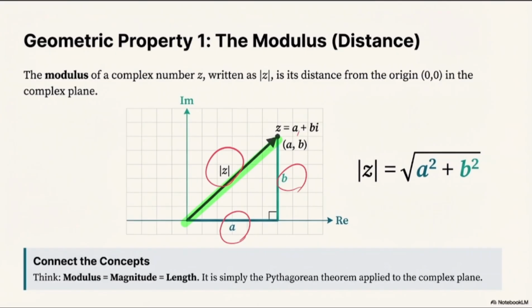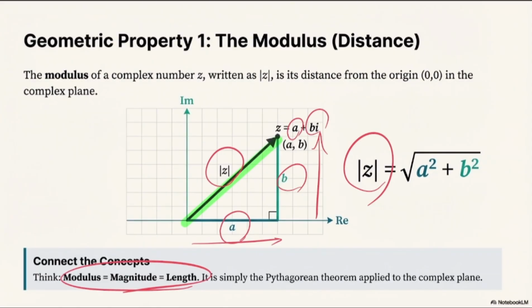Since right now I do have a as my x-axis or real part and b as my y-axis or imaginary part, at the end of the day, this modulus, or we can say magnitude, or length, is going to be the root of a to the power 2 plus b to the power 2. At the end of the day, I would like to see what is the distance from the beginning of the point to the end of my vector.